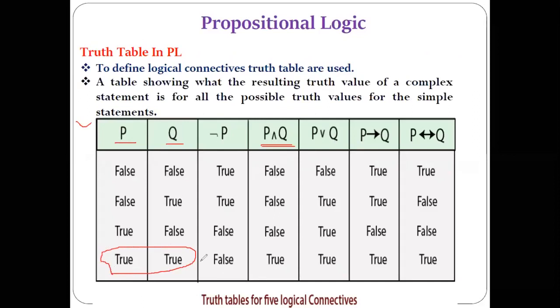If both are true, then only we can have the P and Q as a combined statement as true. Understood. Now, what is the use of this truth table? Can anybody tell me what is the use of this truth table? Yes, for defining logical connectives. In other words, in simplified words, can anybody tell me?